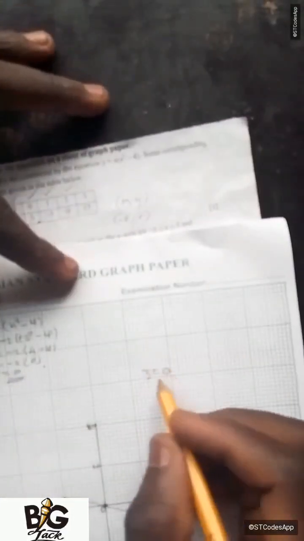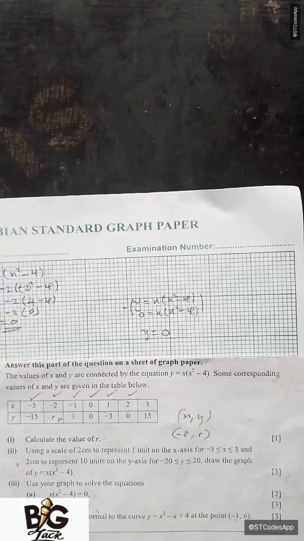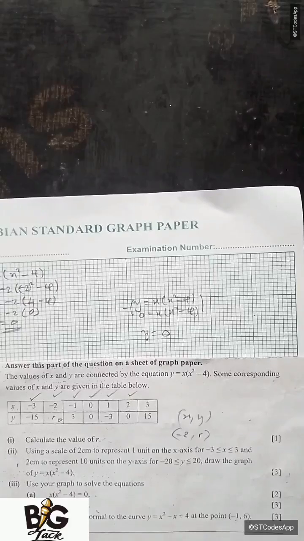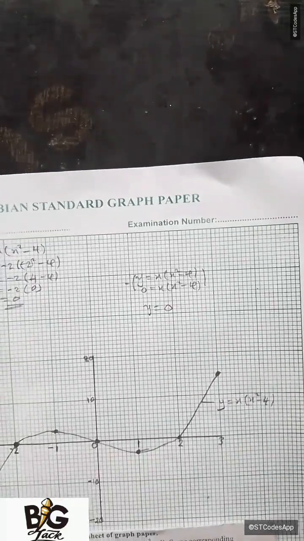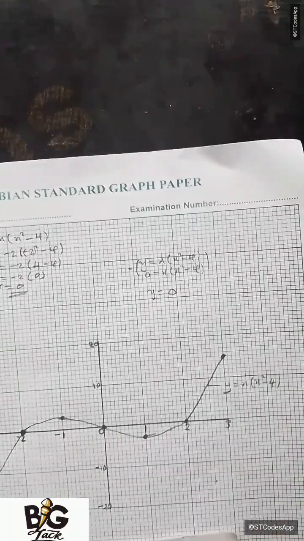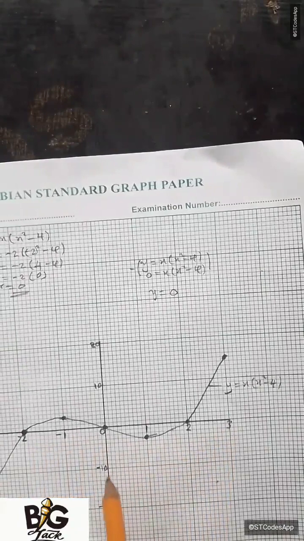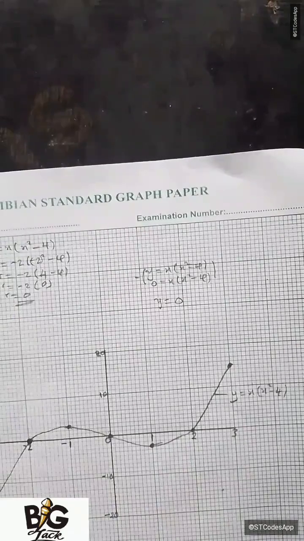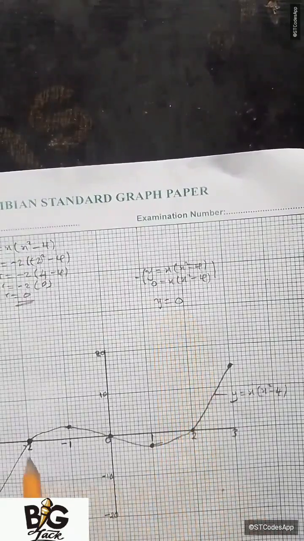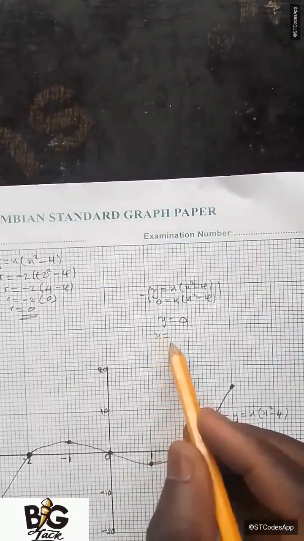So y is equal to 0. Let me just copy them here. So y is equal to 0. Now the solutions were like this. So y is equal to 0. Now where y is equal to 0 is in the x-axis. So where y is equal to 0, it is in the x-axis. So in the x-axis, where the curve is passing, for us to find the values of y is equal to 0, we are going to say x is equal to where the curve now is passing.